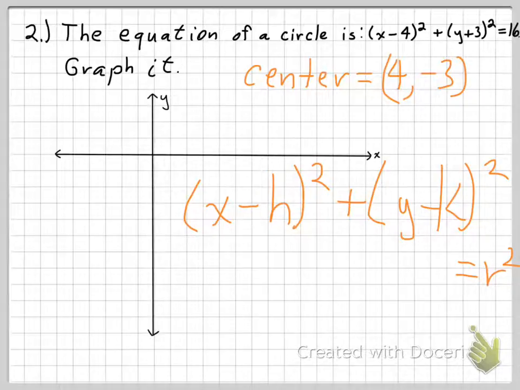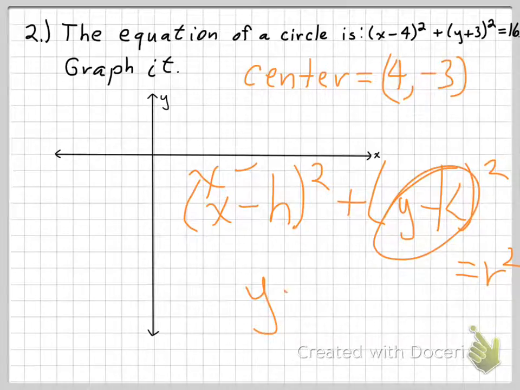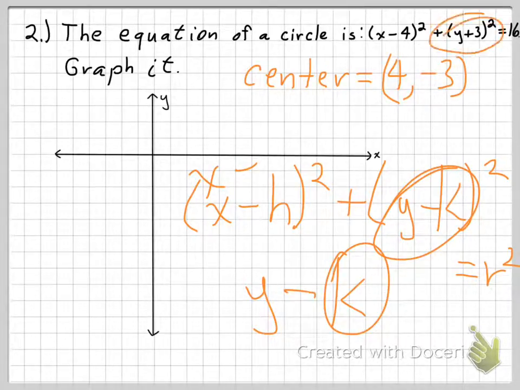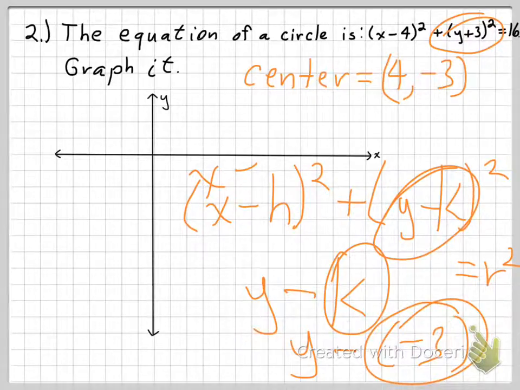And so in this case, it's x minus 4. So the 4 is going to be my h value of my center, right? And then for y minus k, this portion here, it's y minus whatever that value is. But in this case, it's y plus 3, so that must have been y minus -3. Okay, so it's -3 there.